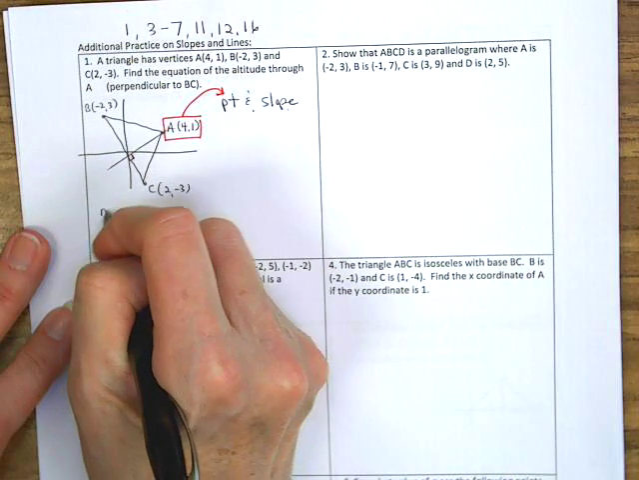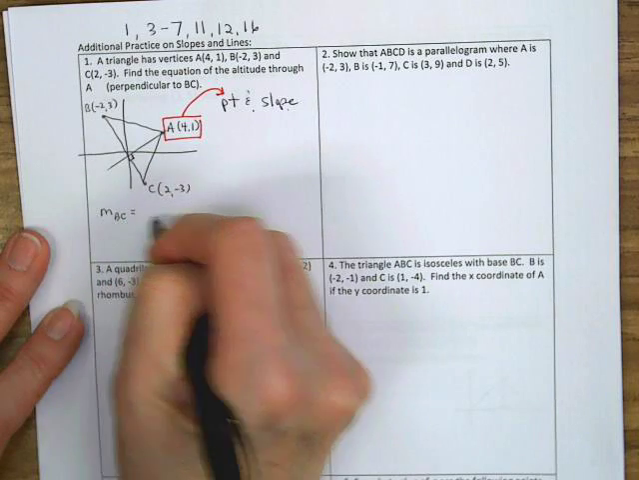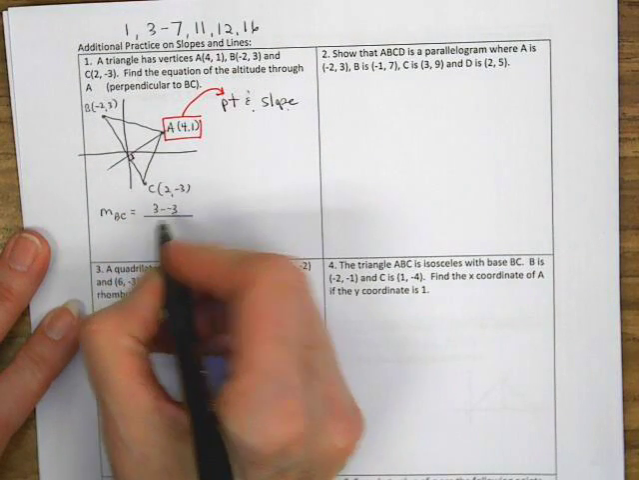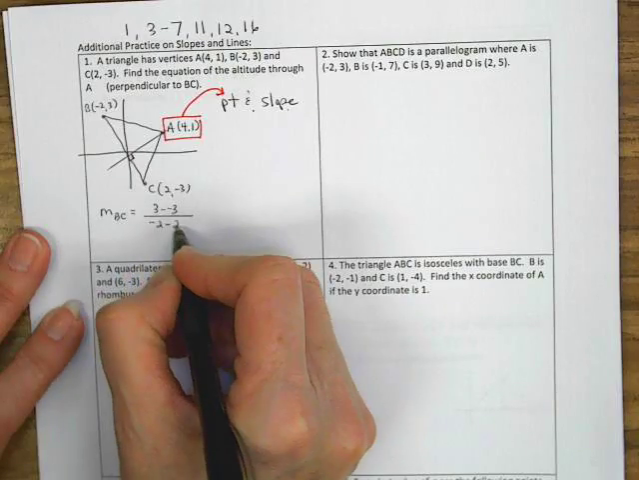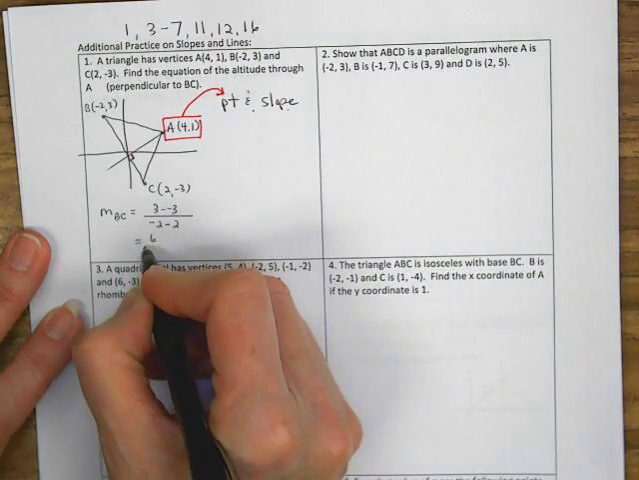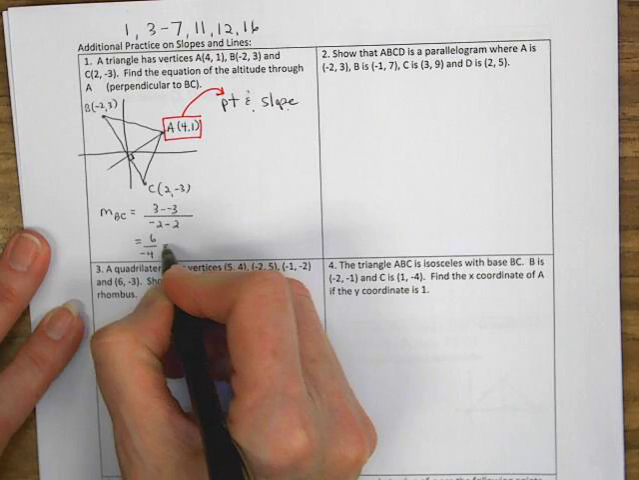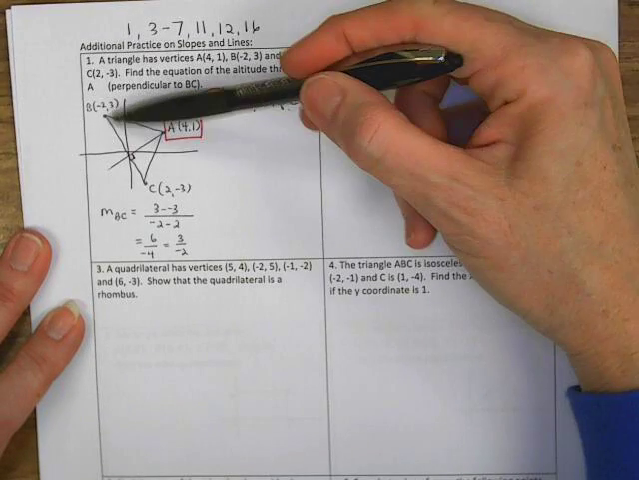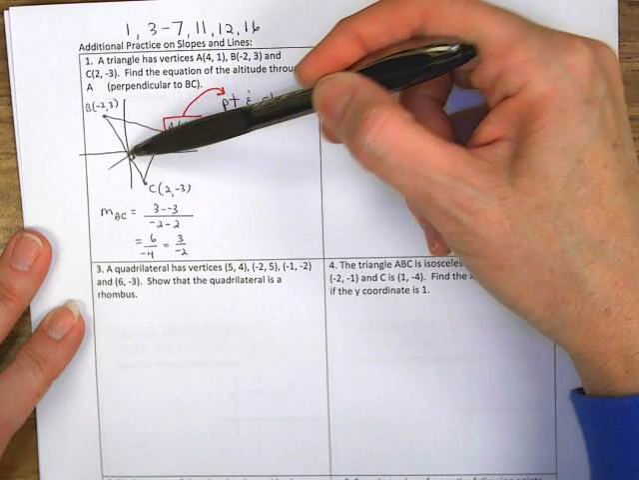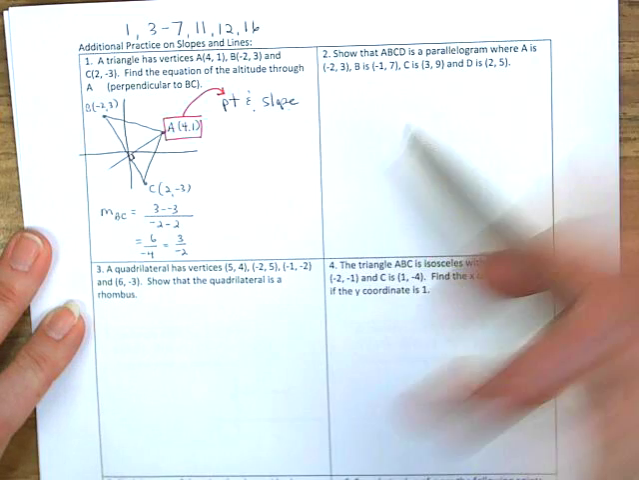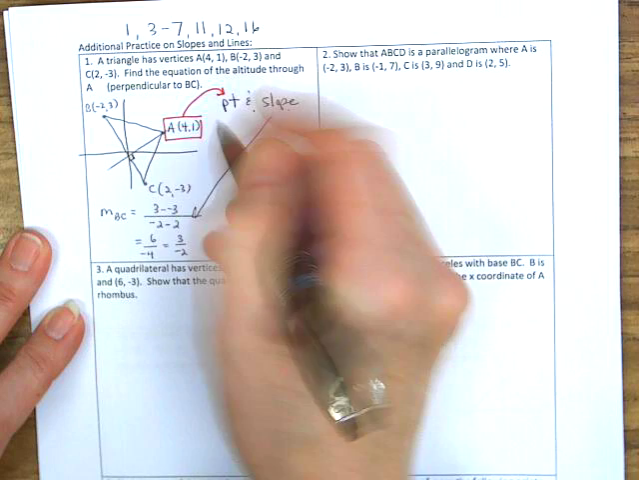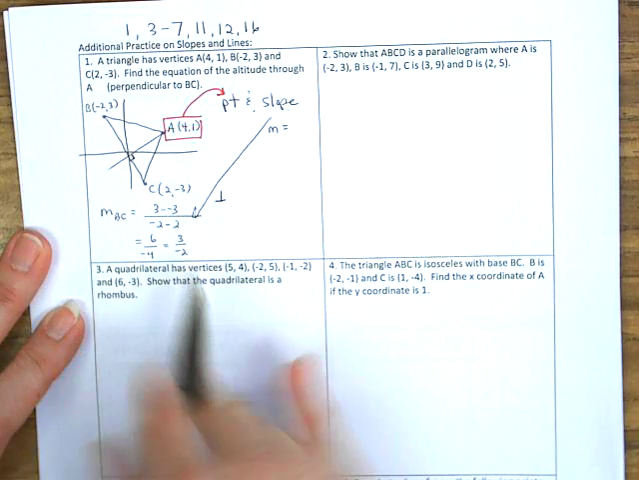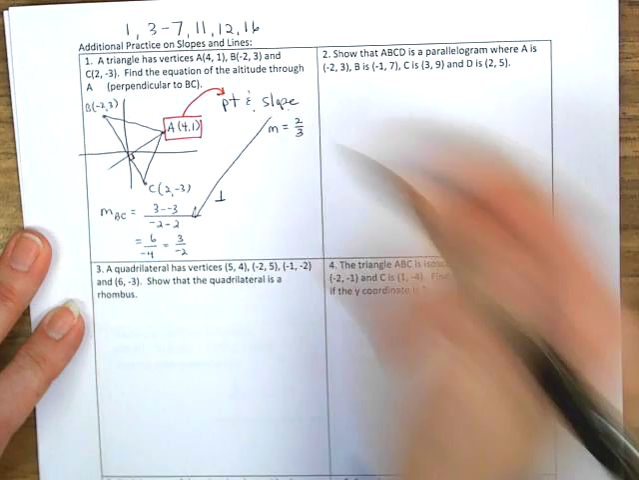So if I find the slope of BC, that is y minus y over x minus x, which would be 6 over negative 4, which would be 3 over negative 2. That is the slope of BC. If I am perpendicular to that, my slope would be the opposite reciprocal, which would be 2/3.